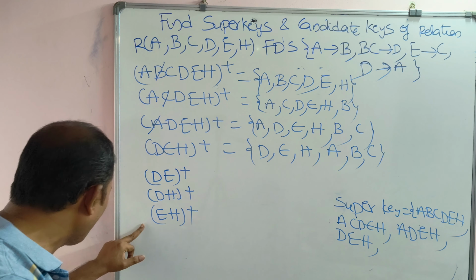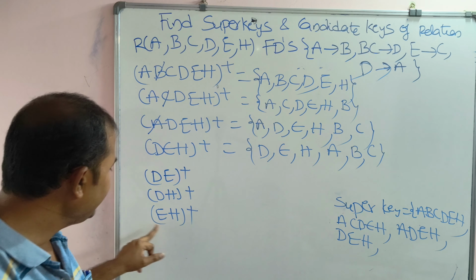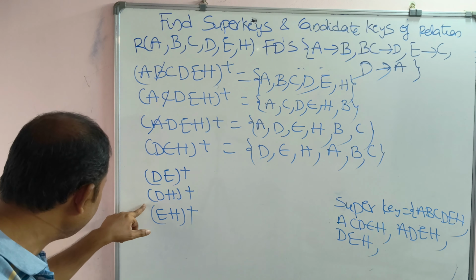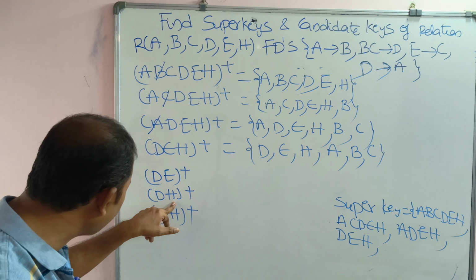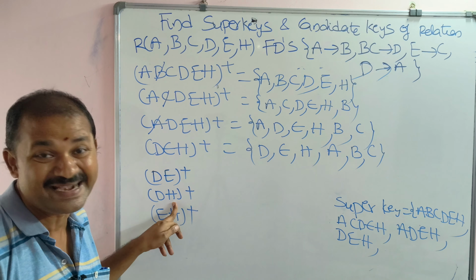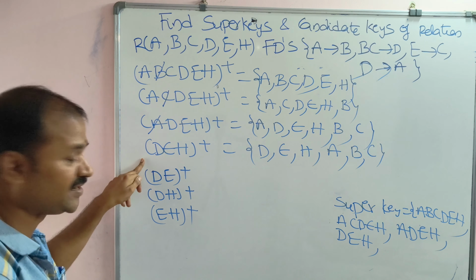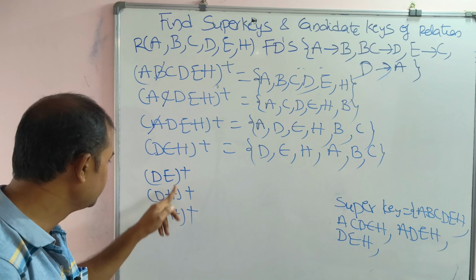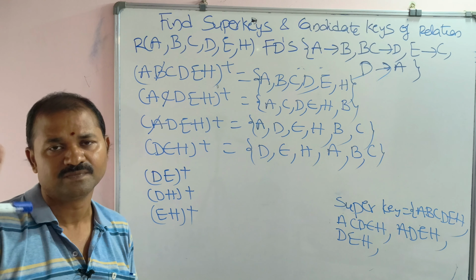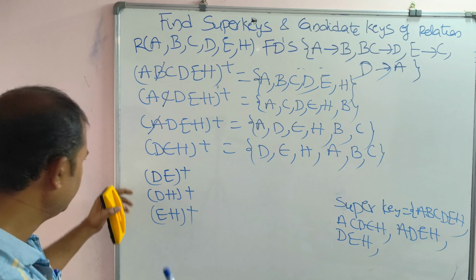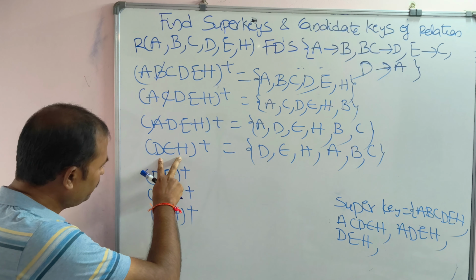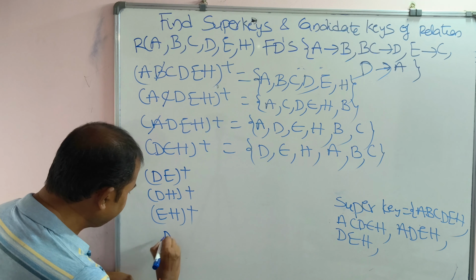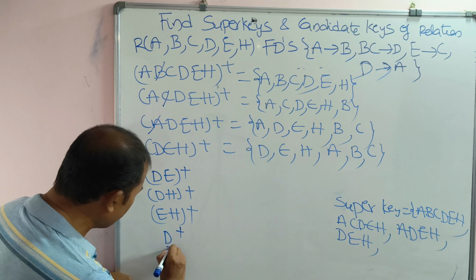So if any one of the keys is producing all the attributes, then we can say that this 2-attribute key is the candidate key rather than this one. Why? Because in DH we have 3 attributes, but here we have only 2 attributes. Next, with 1 attribute, what are the subsets of DH? D. So we need to find D closure.